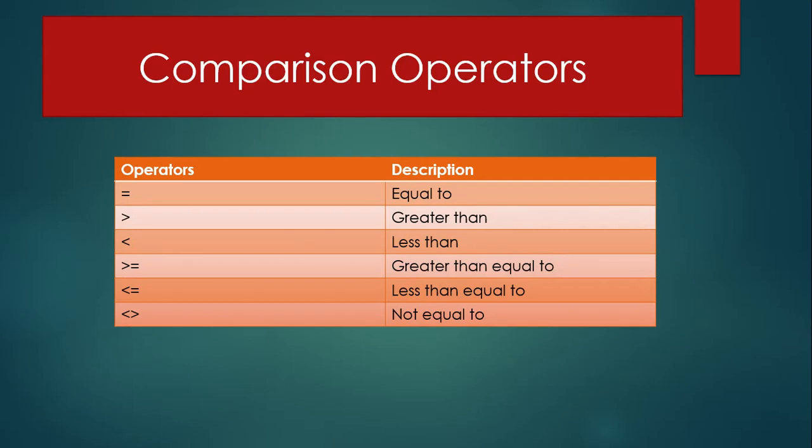So next type of operator is comparison operators. Comparison operators are used to compare different values and after comparing the values it will give the result either true or false. So different comparison operators are, first one is equal to, second is greater than, next is less than, the fourth one is greater than equal to, next is less than equal to, and the last one is not equal to.